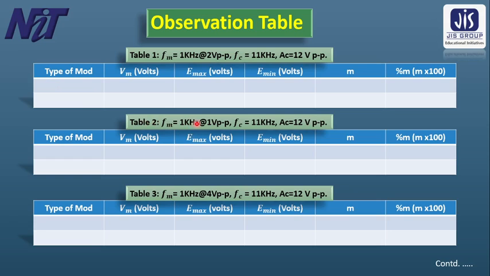And the second one, when the modulation frequency of 1 kilohertz has been taken at the rate of 1 volt peak to peak. This time you will have to write over here under modulation. And Table 3, when the modulation frequency is 1 kilohertz at the rate of 4 volt peak to peak, in that case you will have to write over here over modulation. Okay, so all the parameters you have to take from the simulation part and put them here, and find your modulation index and percentage of modulation by multiplying by 100. Okay, so this is your task.